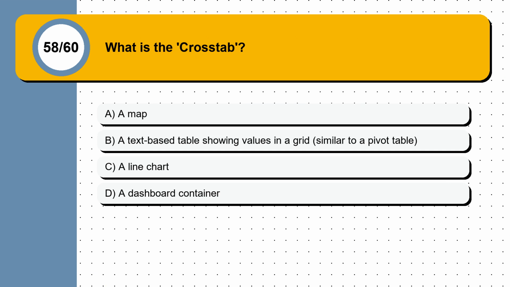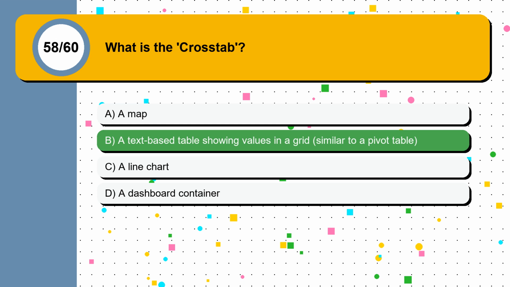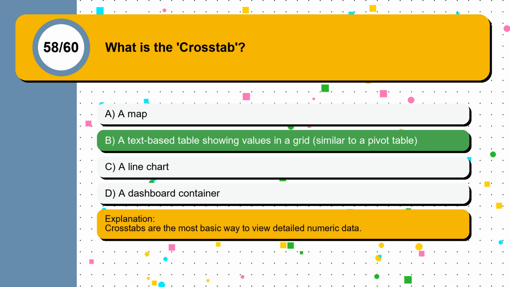Question 58. What is the cross-tab? Option A, a map. Option B, a text-based table showing values in a grid, similar to a pivot table. Option C, a line chart. Option D, a dashboard container. The correct answer is option B, a text-based table showing values in a grid, similar to a pivot table. Cross-tabs are the most basic way to view detailed numeric data.